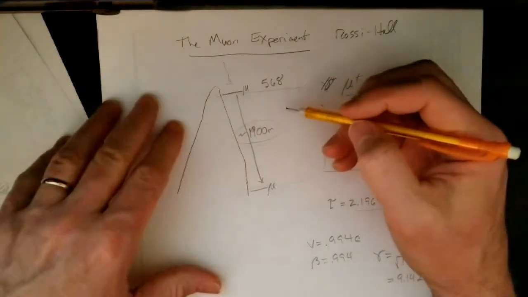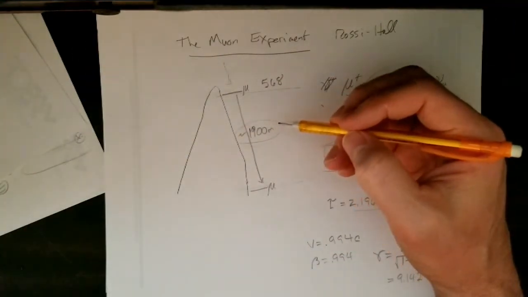All right, so let's take a look at the muon experiment, part 2. We have these two different reference frames. Let's bring back this chart right here. We have two different reference frames here: the muon reference frame and the Earth's reference frame.